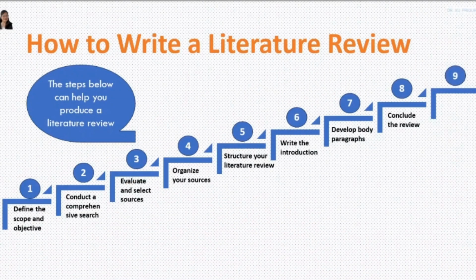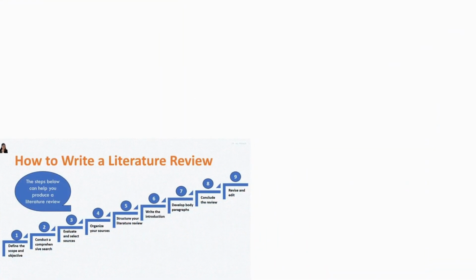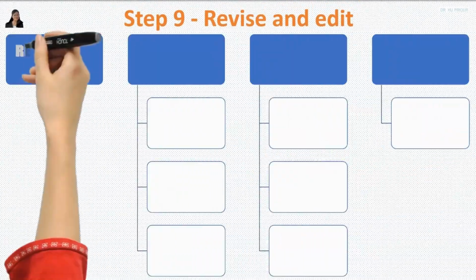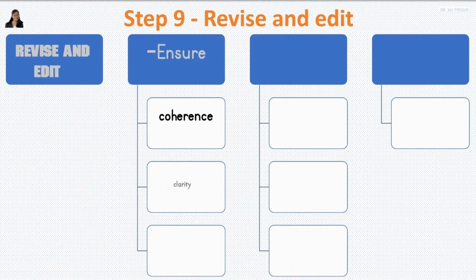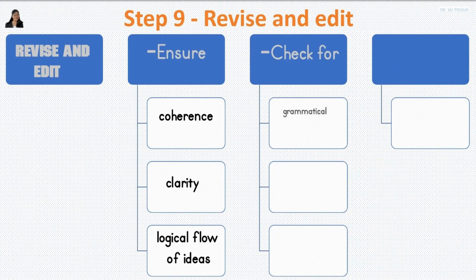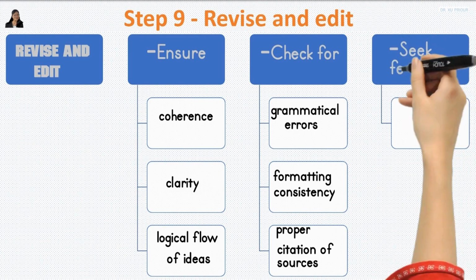Finally, the final step, Step 9, is to revise and edit your literature review draft chapter. After completing the initial draft, revise and edit your literature review. Ensure coherence, clarity, and logical flow of ideas. Check for grammatical errors, formatting consistency, and proper citation of sources. Consider seeking feedback from peers or mentors to improve the overall quality of your review.